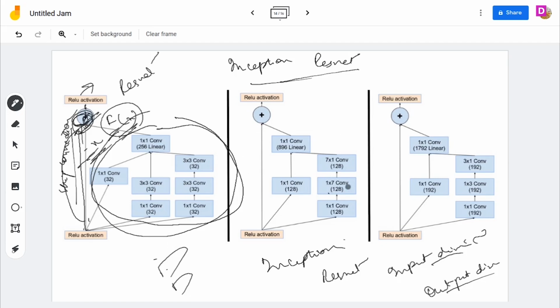Here again, see, they have added this part now. They have a symmetrical factorization that they have done here. And finally, here also you have asymmetrical factorization. So now these are the basic inception ResNet blocks. So this is block A, this is block B, and this is block C.